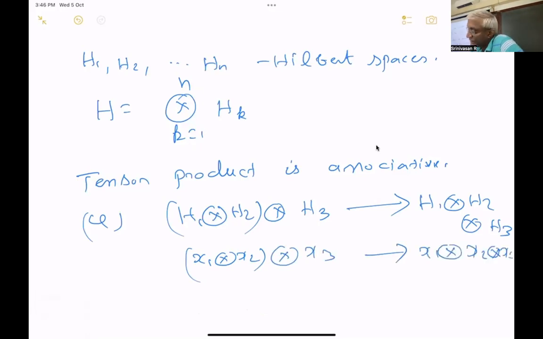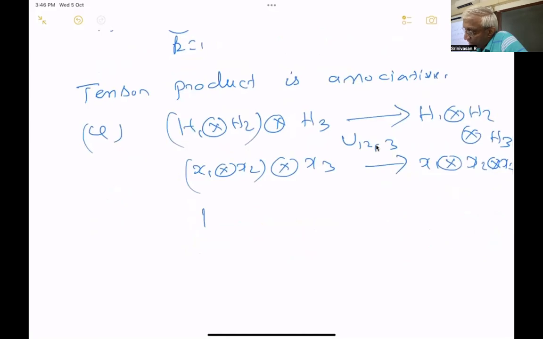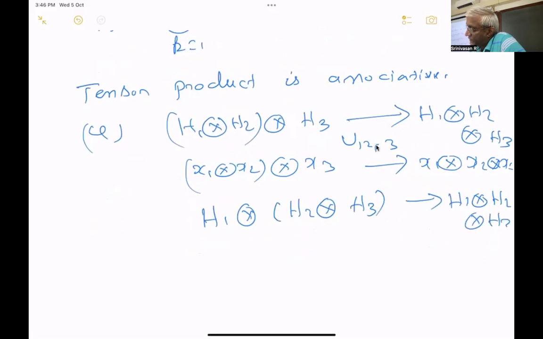And you call this unitary U1, 2, 3. U1, 2, comma 3: 1, 2 is together and 3 is after the comma. Similarly, you can do the same thing with H1 tensor H2 tensor H3, again H1 tensor H2 tensor H3. Here you can take any X1 tensor.